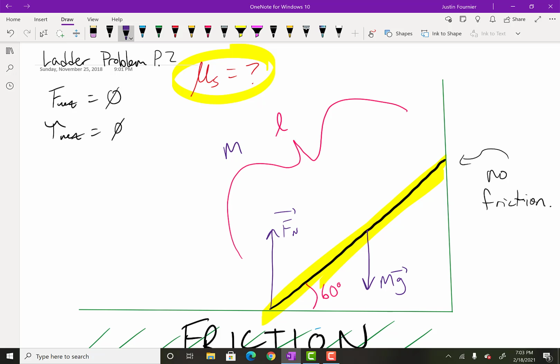And then there's going to be a friction force. Let's say the ladder would push this way, so it'd be a friction force pointing this way. I'll just call that FF, force of friction. And lastly, there's going to be a force here from the wall, but that's going to be another normal force. So that's going to point like this, and I'll say F normal right there.